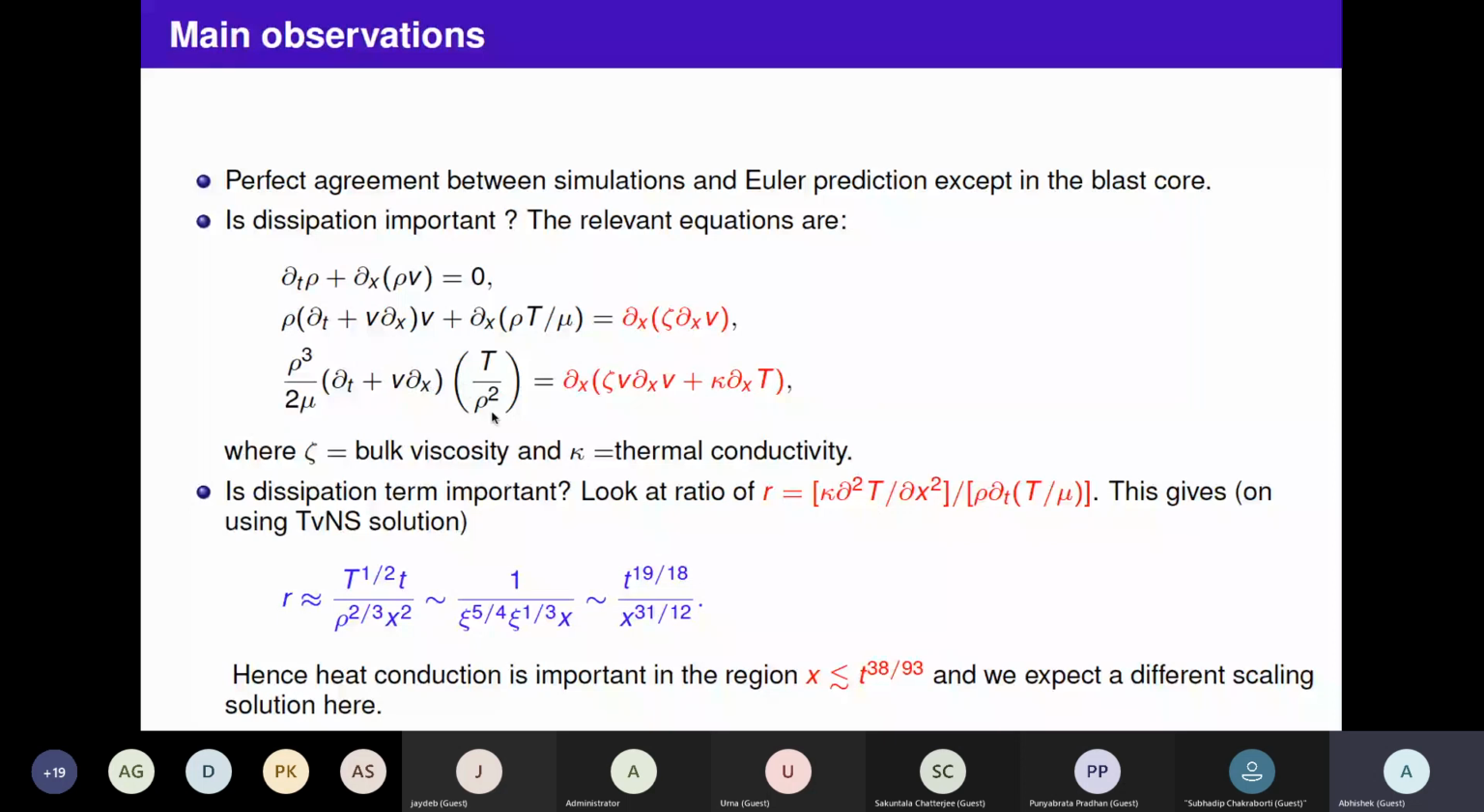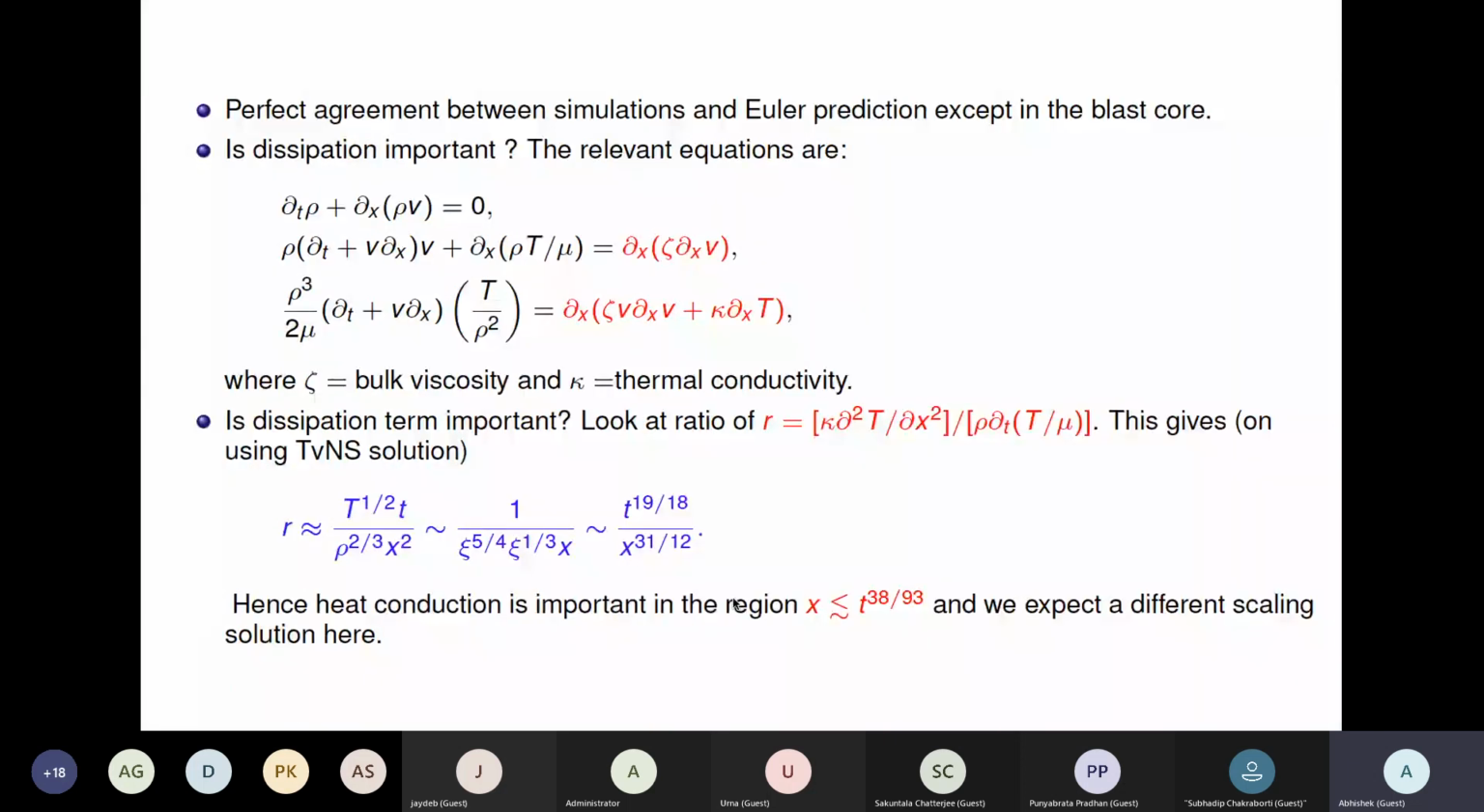So once we do this, using the exact known solution, we find that this ratio depends on time and space in this way. This you can work out analytically. These numbers look strange, but this just comes out. This is what you get. So now this ratio is large if x is less than this 38 by 93.